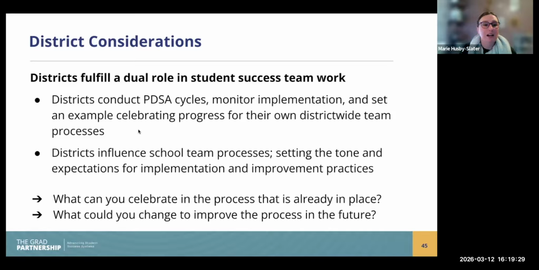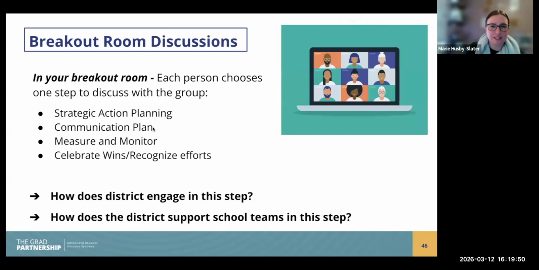I'm sorry I did. And again, looking at these 4 steps, what can you celebrate that's already in place? How can you leverage that? And what can you look at to change or adjust in order to improve and have a greater impact with less effort in the future? So with that, if you want to go ahead to the breakout slide, thank you. Same plan as before. In just a second, you'll see those breakout rooms.